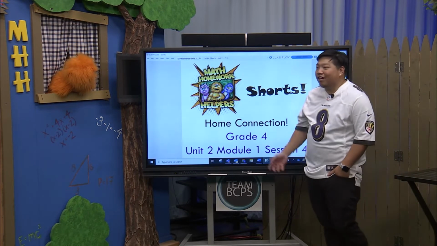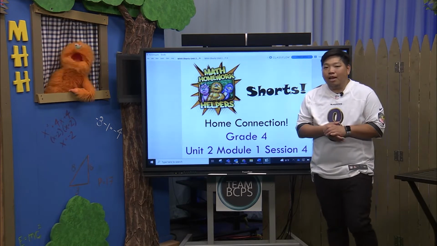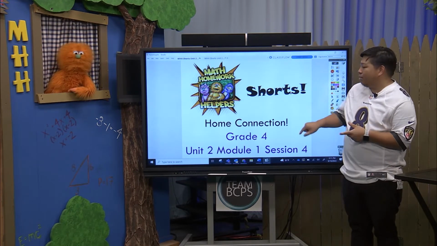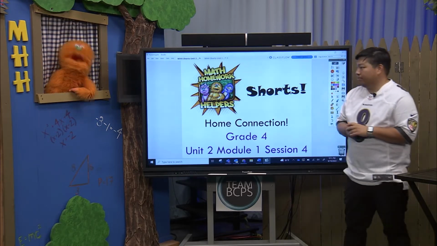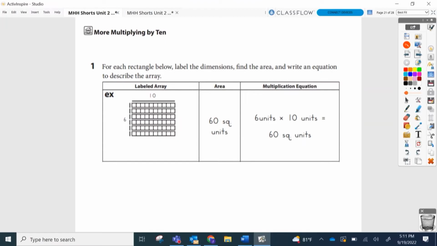Well, our fourth grade friends are working with some multi-digit multiplication and early division. Right now what we're doing is working on building arrays. So that's what we're going to jump into. This is the home connection from Unit 2, Module 1, Session 4. Sounds good. Take it away, Mr. Teng.